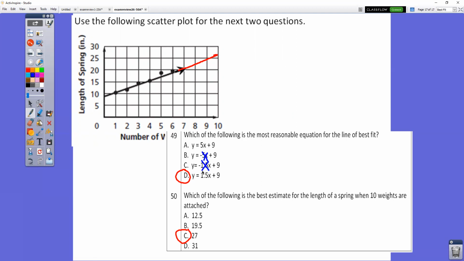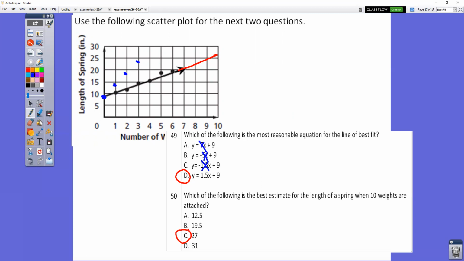Now you have to look at the slope. Are we going up 5 over 1 or up 1.5 over 1? Well, if we start here at 9 and go up 5 over 1, up 5 over 1, our line for A would go up like that. That's not true. So it has to be choice D.